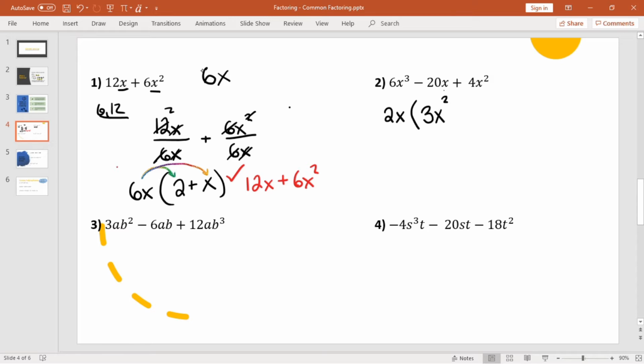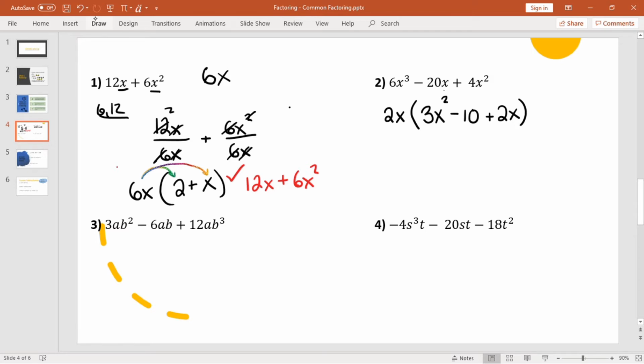And moving to the second term, negative 20 divided by 2 is negative 10, pardon me, and x divided by x, they all disappear. Because they're 1, not because they're 0. And we're going to look at 4 divided by 2 is 2, positive, x squared divided by x, I'm just going to have x left over. So that's my factored form.